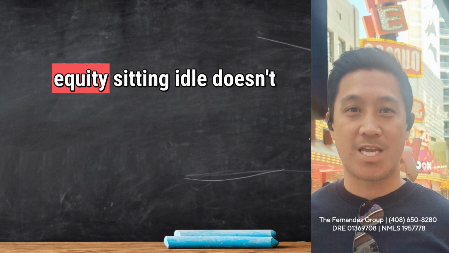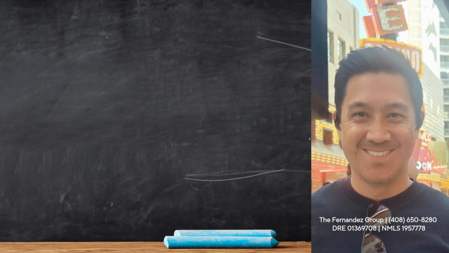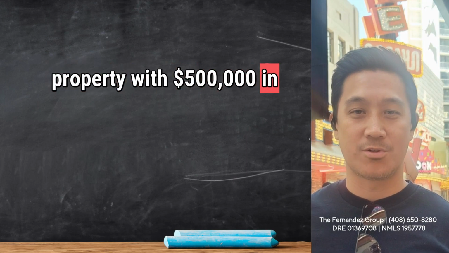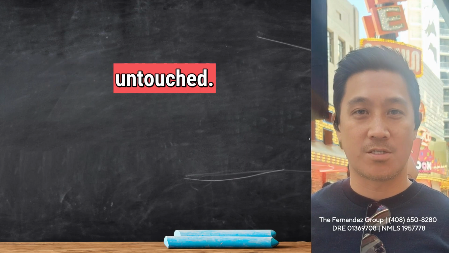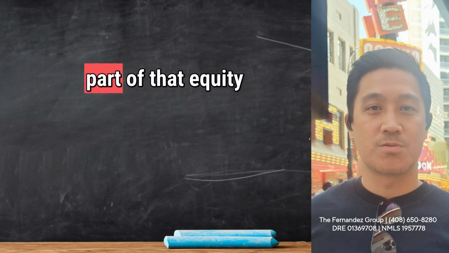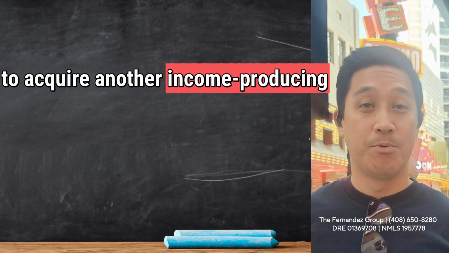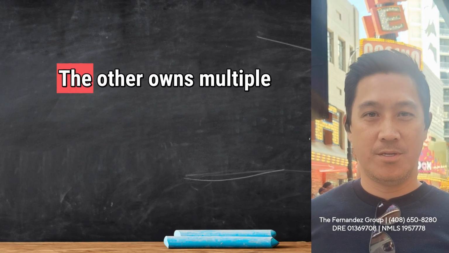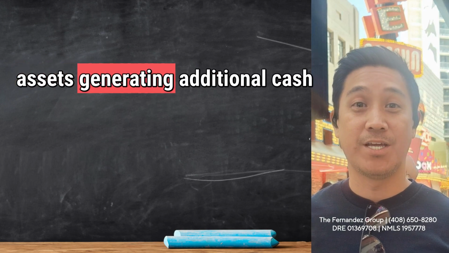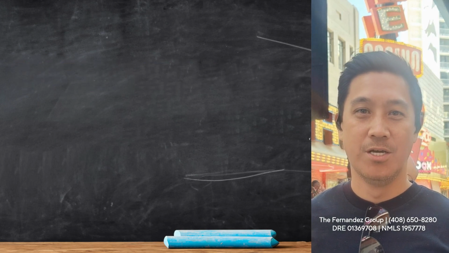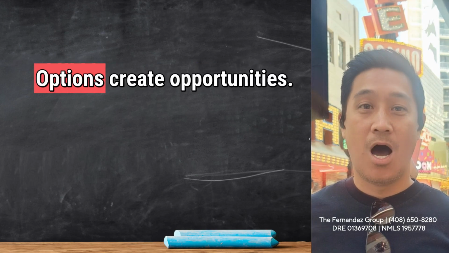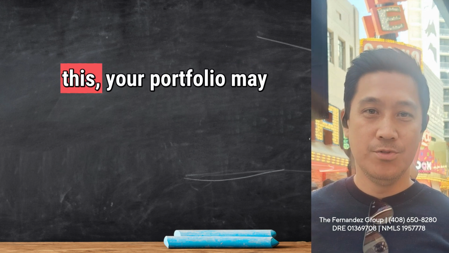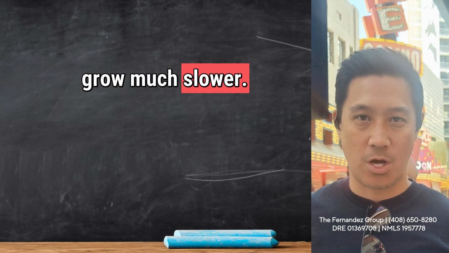This is important because equity sitting idle doesn't help you scale. Imagine two investors who each own a rental property with $500,000 in equity. One leaves the equity untouched. The other strategically uses part of that equity to acquire another income-producing asset. 5 years later, one investor owns one property. The other owns multiple assets generating additional cash flow and appreciation. Capital creates options. Options create opportunities. Opportunities create wealth. If you don't do this, your portfolio may grow much slower.